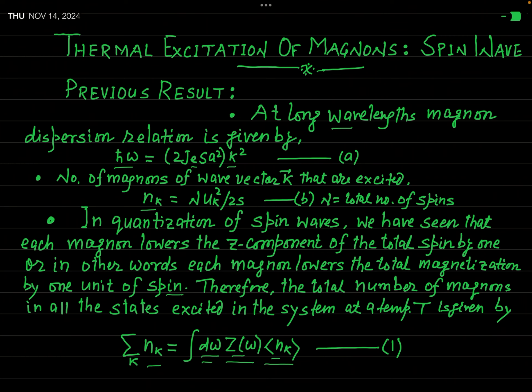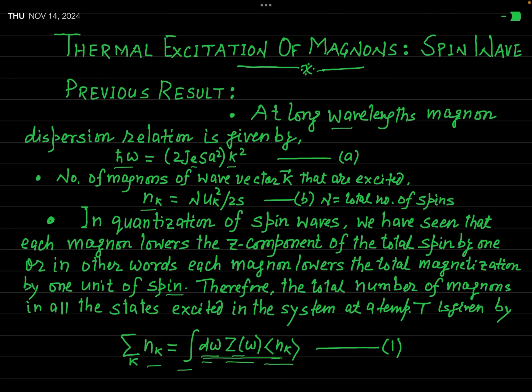In other words, you can say this product actually defines the number of magnons in the excited state in frequency range d omega. And when you integrate it, then you will get the total number of magnons in all the states. Okay, so that's why this integral represents the total number of magnons in all the states excited in the system at temperature T.